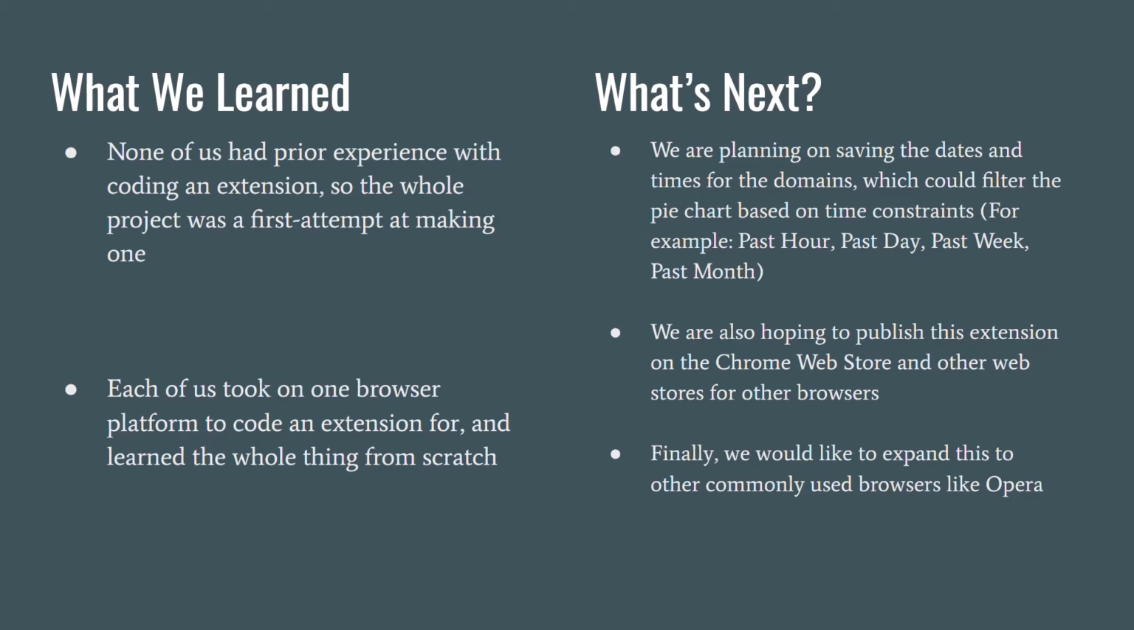functional extension. In the future, we are planning to add date and time functionality. This will allow us to filter the domains based on how recent they are, and this can update the pie chart accordingly. We're also hoping to publish this extension to web stores like the Chrome Web Store in order to make it more accessible. Finally, we're thinking of developing another version of Time Extension for other popular browsers like Opera.